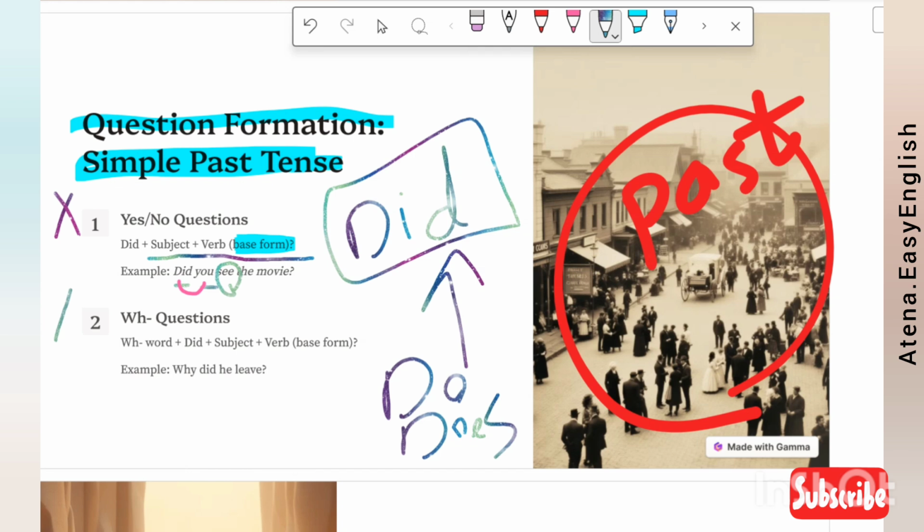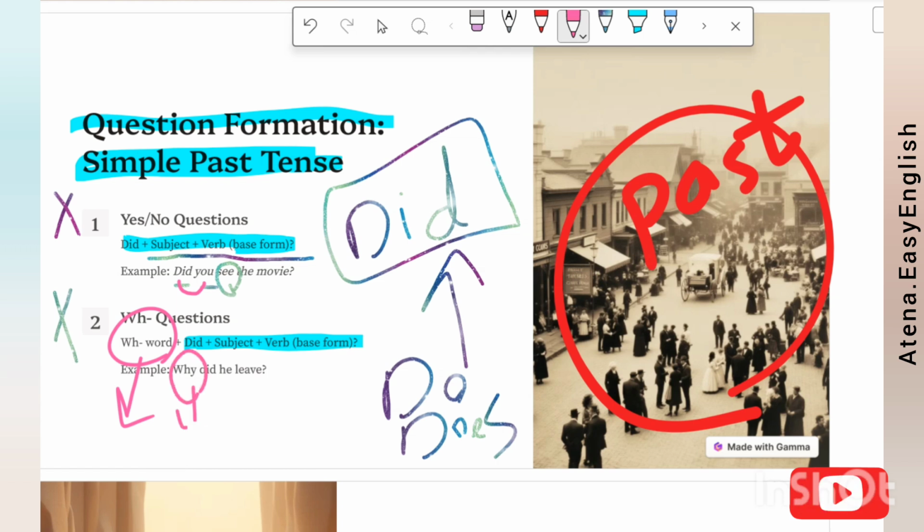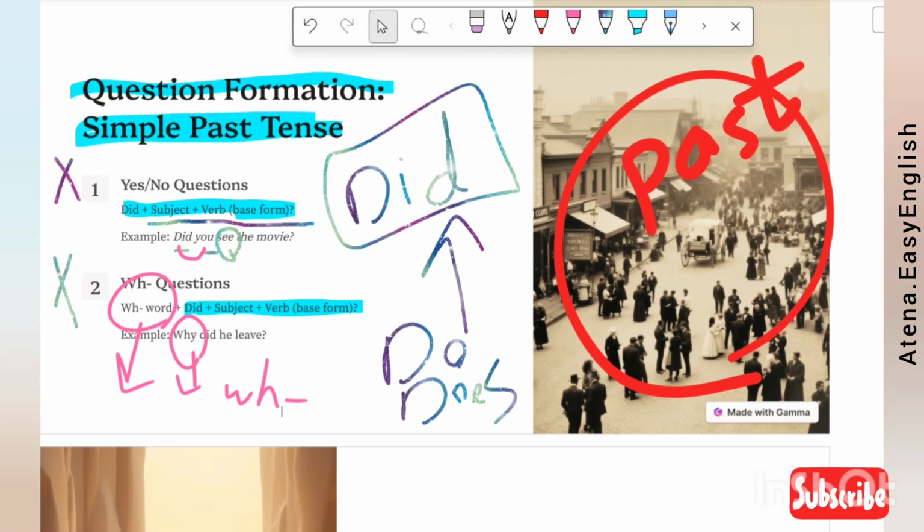Great. And the WH. Again, this part is all the same with here, yes? But when it's WH, we use WH word before did. Why did he leave? Why did he talk like that? So we use why. Of course, all the WH. Why, what, when, where. Before did. Great.